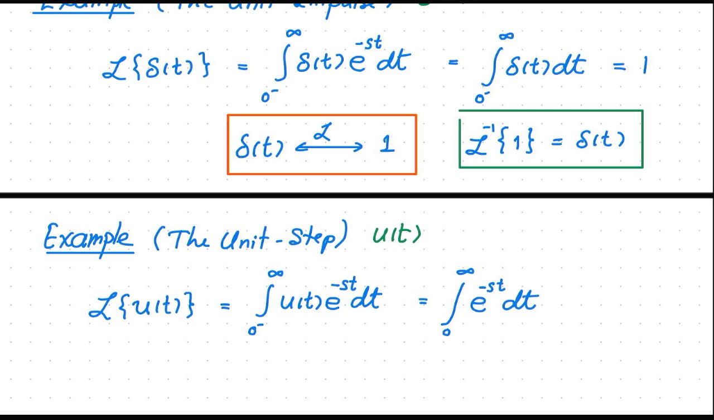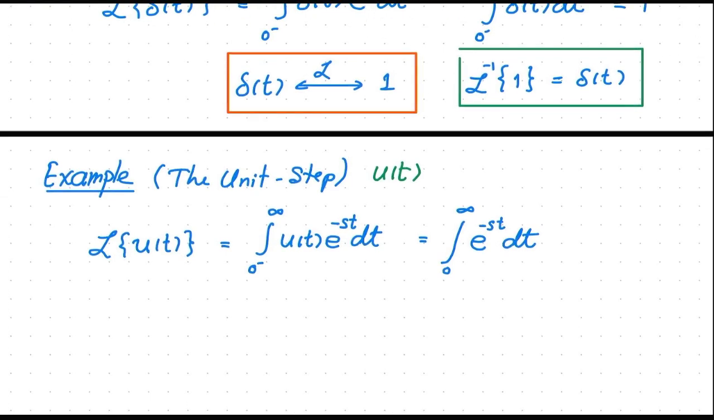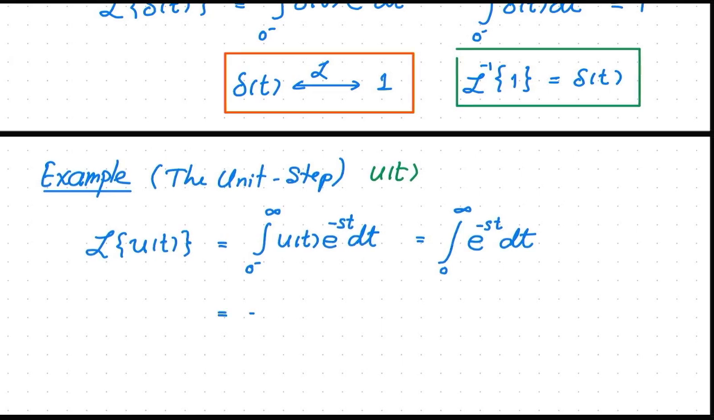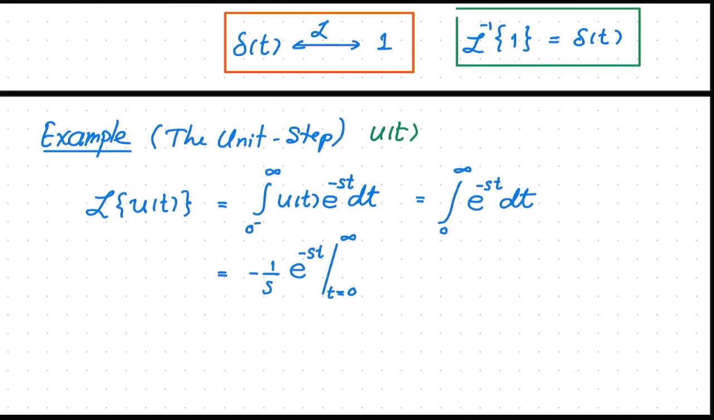And then you have to do the integration, which we know is equal to negative 1 over s, times e to the negative st, with t going from 0 to infinity. And this is equal to minus 1 over s times (e to the negative infinity times s, minus e to the 0). And we know that e to the 0 is equal to 1. Now, we have to think about this term.